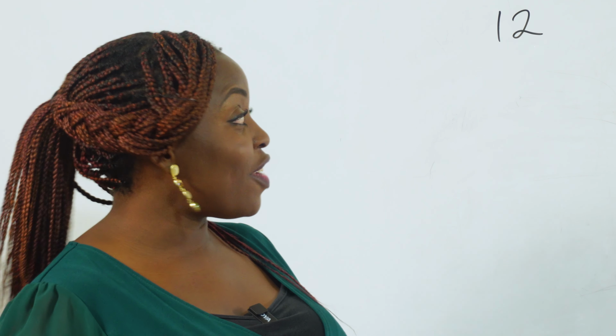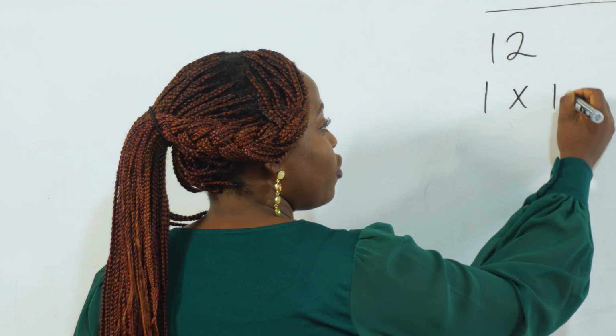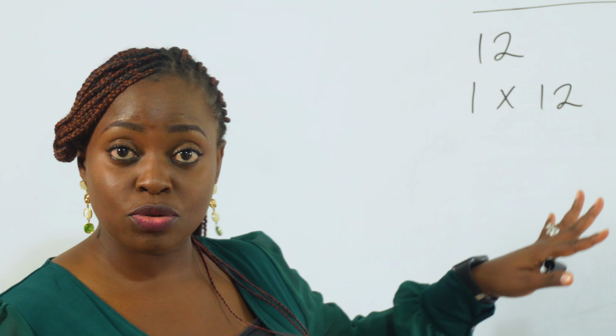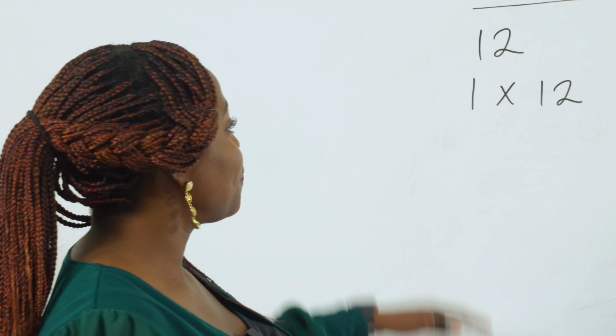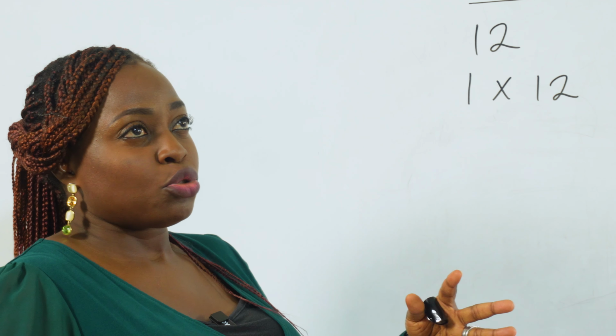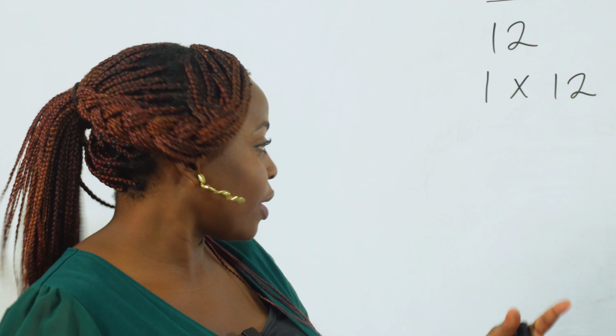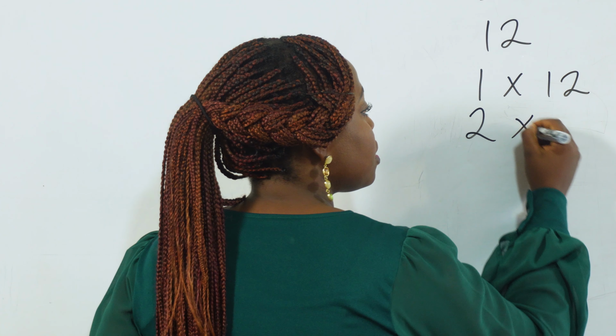Now, together, let's find the factors of 12. Now, 12 is 1 times 12. It's best to go in numerical order. 1 times 12 is 12. Now, 2 times what will give me 12? Let's think about that. 2 times, exactly, you're correct. 2 times 6 will give me 12. All right, so let's think. 3 times, can we find 12 in the 3 times table? Yes. 3 times what? 3 times 4 will give me 12.